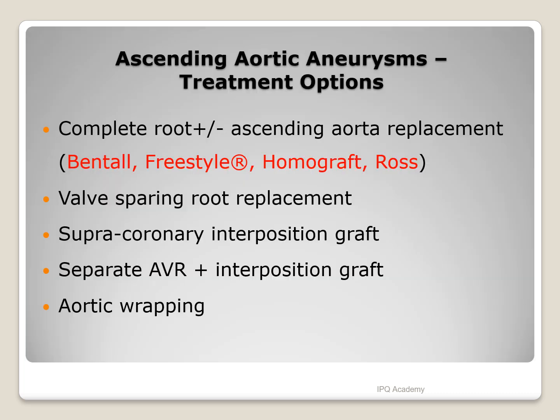Ascending aortic aneurysms can be treated in a variety of ways and with a variety of surgical techniques, depending on factors such as the involvement of the aortic valve, the size of the root, and the extent of the aneurysm as it approaches the aortic arch. An aortic dilatation can be treated with complete replacement of the ascending aorta and aortic root with techniques such as the Bentall procedure or the use of a homograft or the Ross procedure.